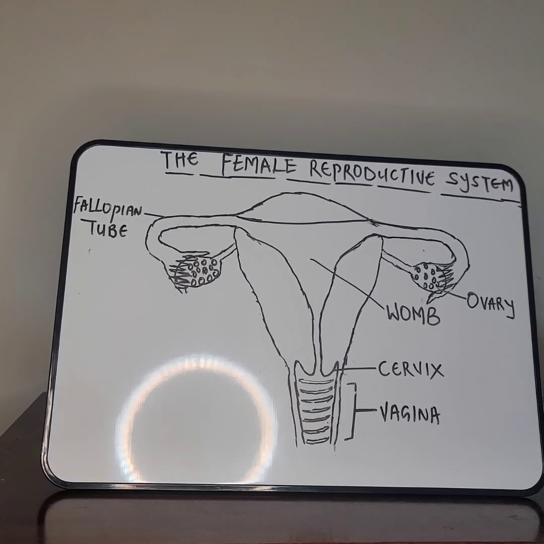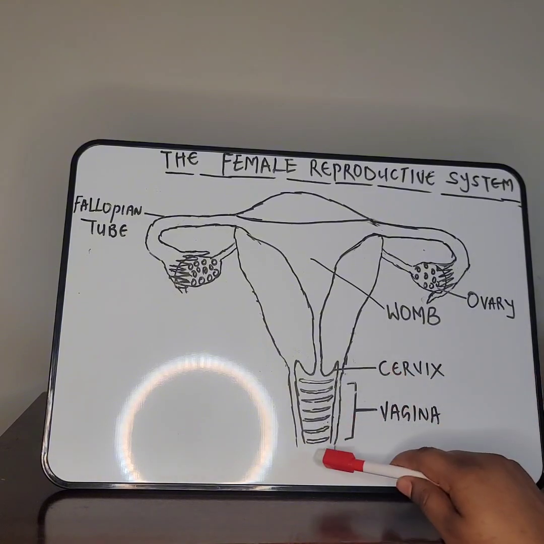So this is what the female reproductive system looks like. Now I'm going to use this drawing to explain the whole process of baby making, fertilization to you. Forget about everything you can see. Just follow me. Let's start from here.